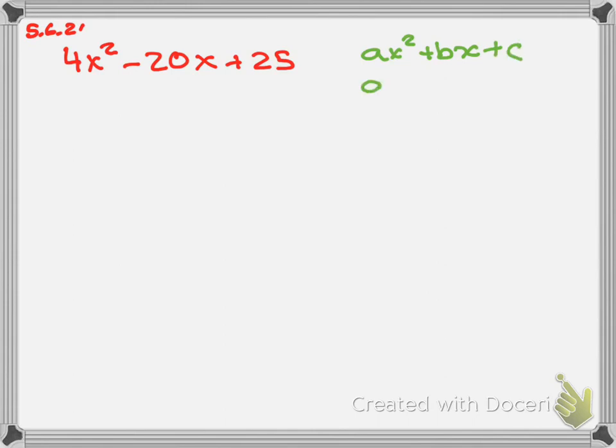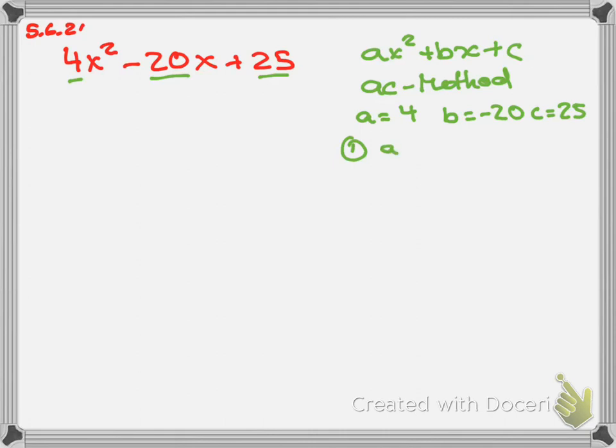And when we use what is called the AC method, we have to look at the coefficients in front of the x. So a in this case would be 4, b is negative 20, and c is 25. The first step of the AC method is to multiply a times c. In this case, 4 times 25 is 100.